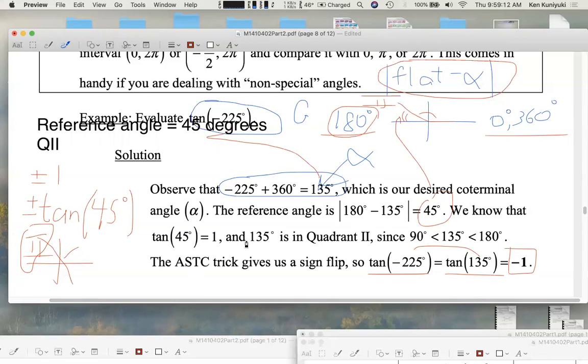In the next video, we're going to talk about some more identities. We've dealt with 3 groups. We're going to deal with groups 4 and 5 next time.